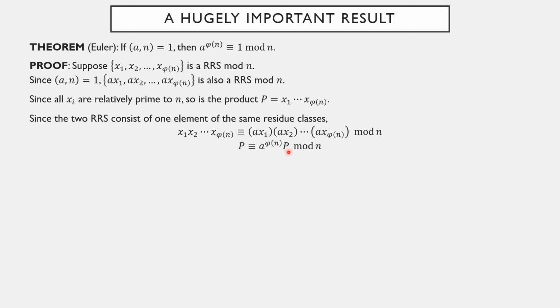But what else do I get? I get an extra factor of a for every term in the reduced residue system, and there were phi of n such terms. So I also can collect all of those together and call it a to the phi of n. So whatever this product p is, it's equivalent to a to the phi of n times p. And since we established p is relatively prime to n, we can cancel it out of a modular equivalence, giving us a to the phi of n is equivalent to 1 mod n. Thus concludes the proof of Euler's theorem. A to the phi of n is equivalent to 1 mod n, provided that a was relatively prime to n to begin with. This is very, very important, and we're going to use it a whole lot.